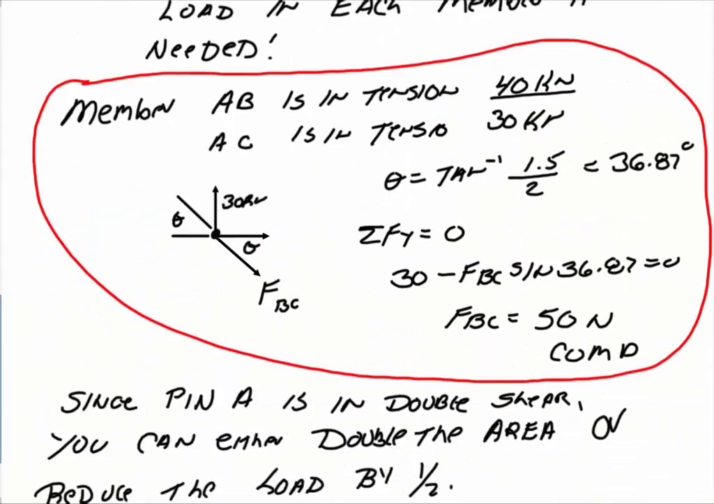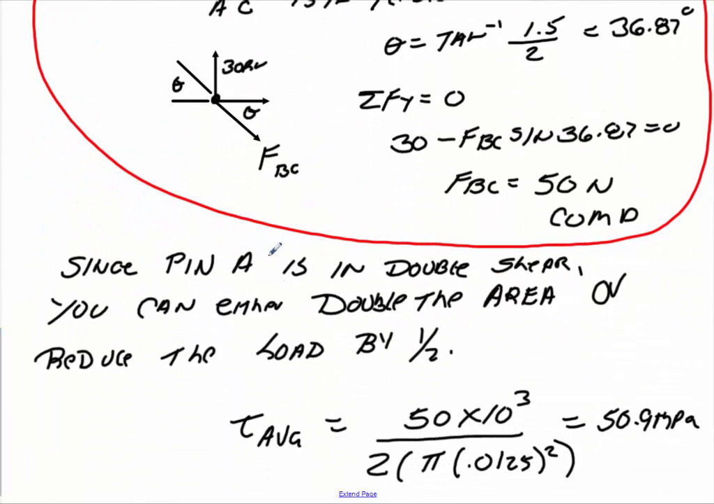Now, to find out what that is, I said since the pin A is in double shear, if it's in double shear, you can either double the area or you can reduce the load by 1/2.